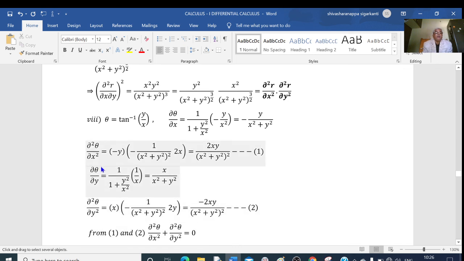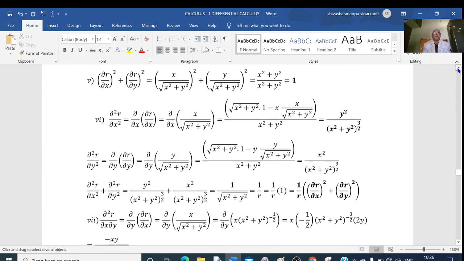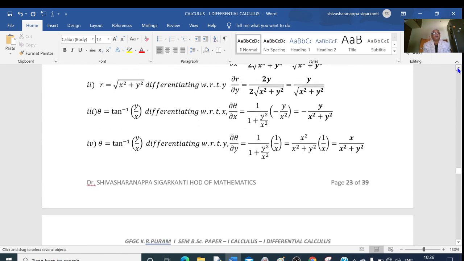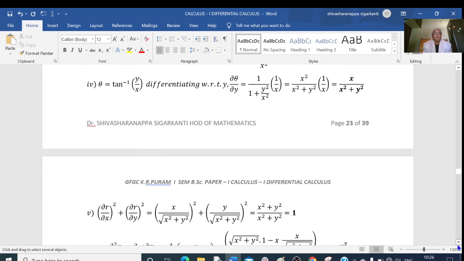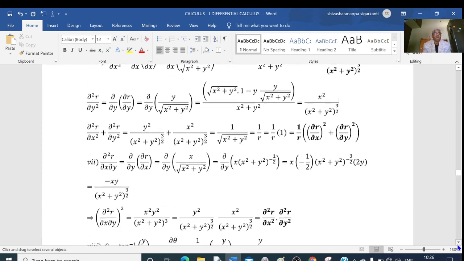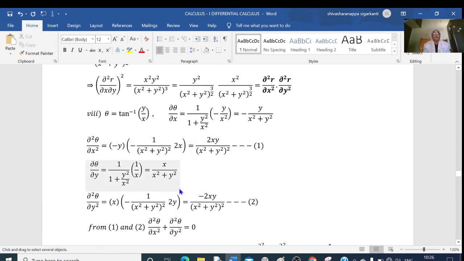What is dou theta by dou y? Again we are differentiating. We got this value here, x by (x square plus y square). I think we calculated this dou theta by dou y in the beginning itself. Yes, we have got this. So dou theta by dou y is equal to x by (x square plus y square).